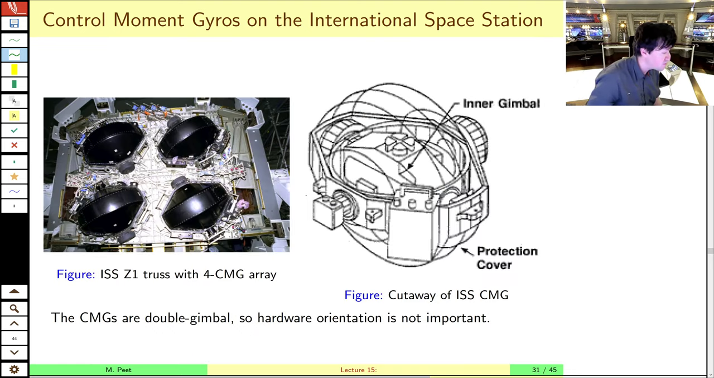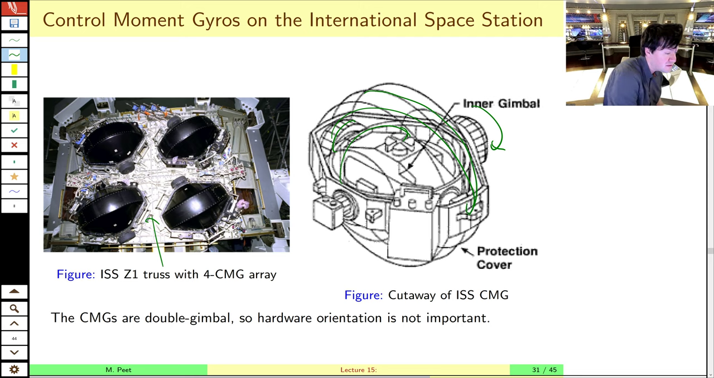Let's see if... here you can see they're structurally very solidly attached to the truss because they're creating all these reaction torques which have to be distributed throughout the spacecraft structure. There's a 4 CMG array. Here's the inner gimbal, right? The protective cover, right? And you torque this thing here. You can also torque this inner torquer, right? And then your flywheel here, so you rotate, that'll rotate around like that. This will rotate within that sphere, right?